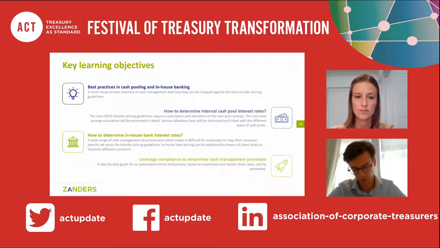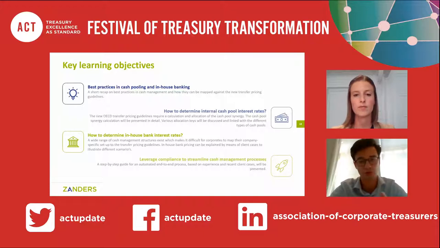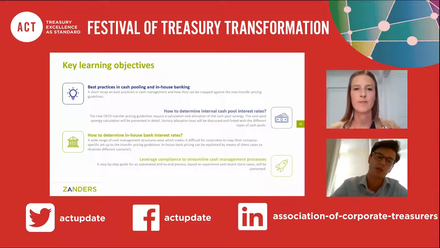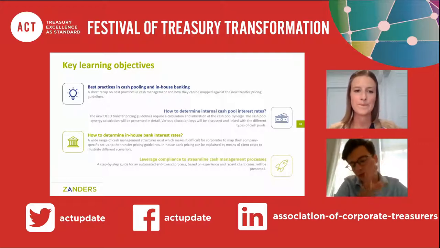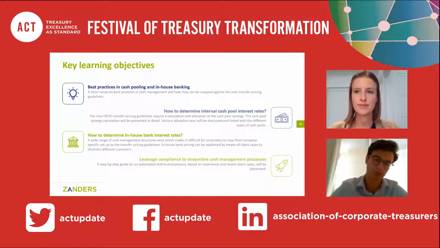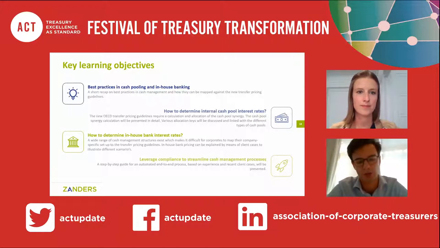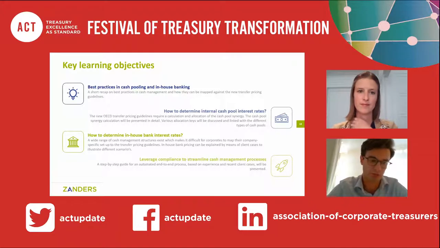Second one is obviously the determination of internal cash pool interest rates. You will see that we follow basically a two-step approach here. First, calculating the benefit from having a cash pool, and then allocating this benefit towards the participants as well as the leader relative to their contribution to the cash pool. The determination of the in-house bank interest rate follows the same methodology, but we'll typically allocate a larger part of the cash pool benefit or in-house bank benefit towards the treasury or the top entity.